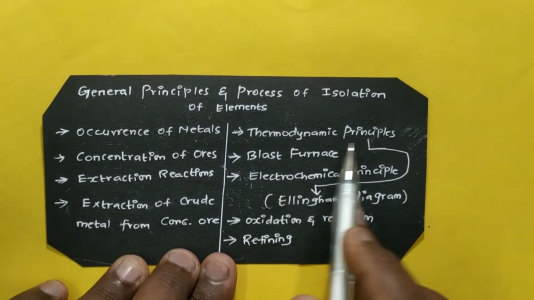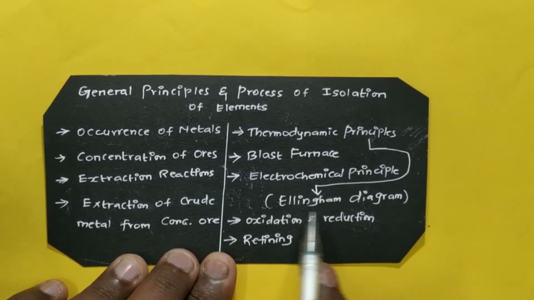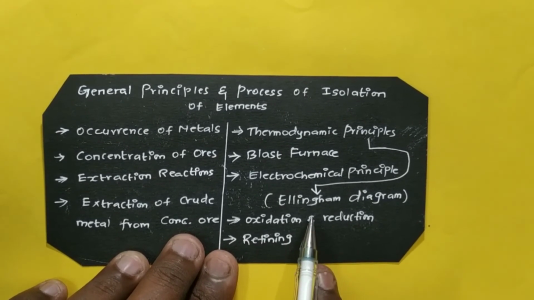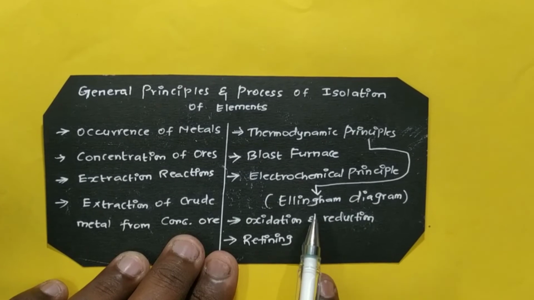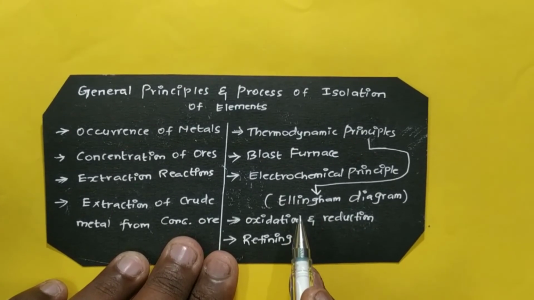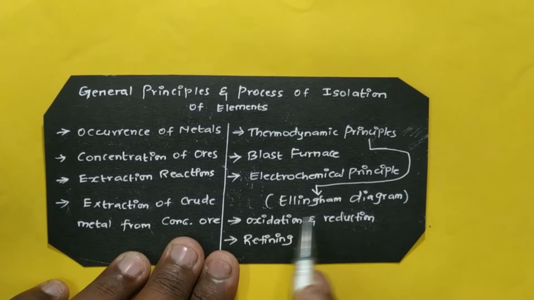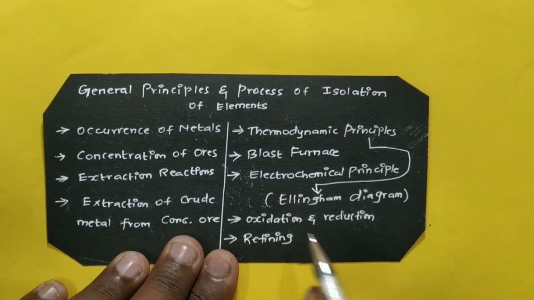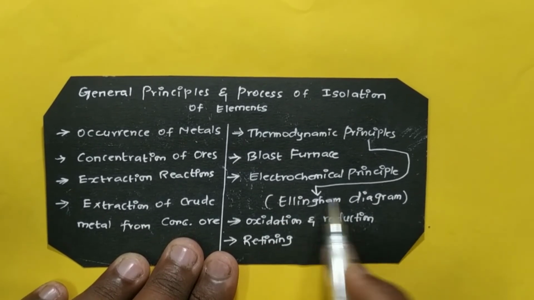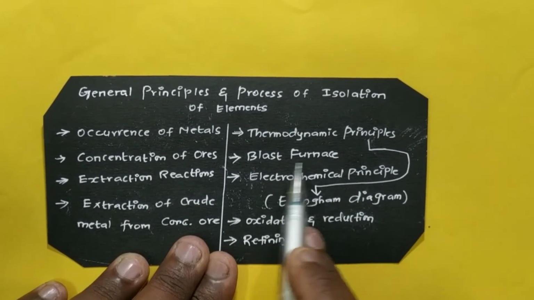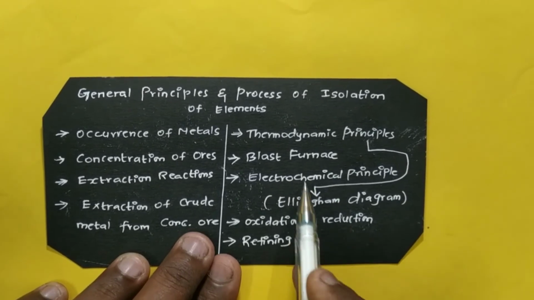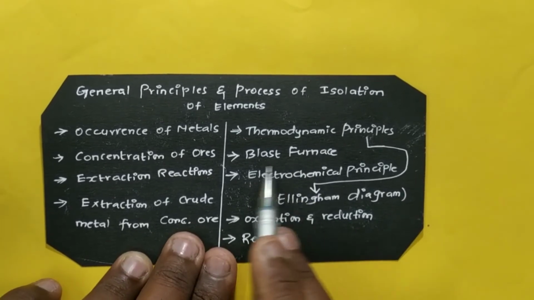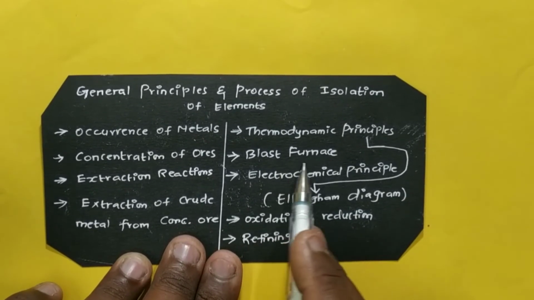And thermodynamic principles, in that you may expect a question from the Ellingham diagram. This is based on reduction potential. It shows how carbon will act as a reducing agent at elevated temperature for different metals. You may get an idea from this Ellingham diagram. And the next thing is the blast furnace. How iron can be separated in the blast furnace. That kind of questions can be asked on the blast furnace also.